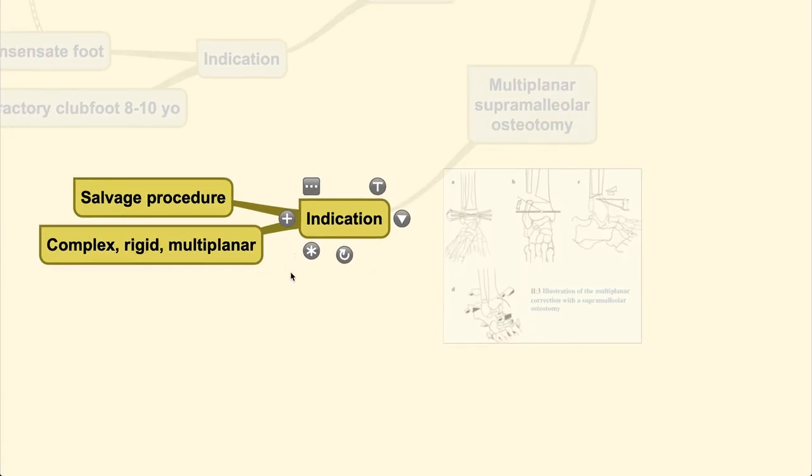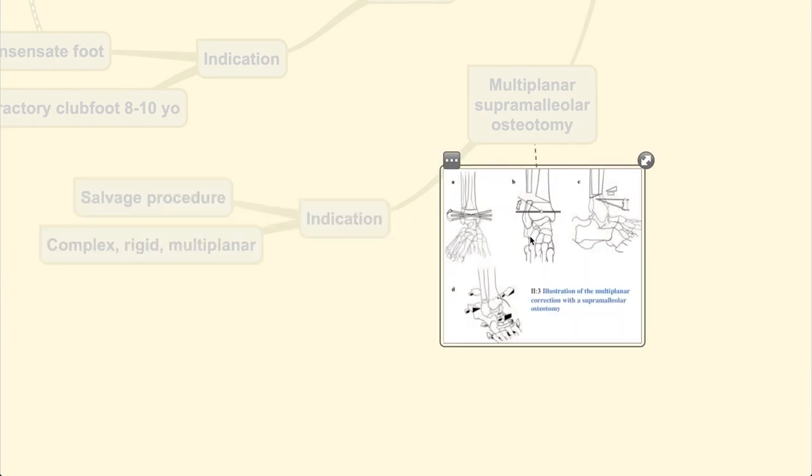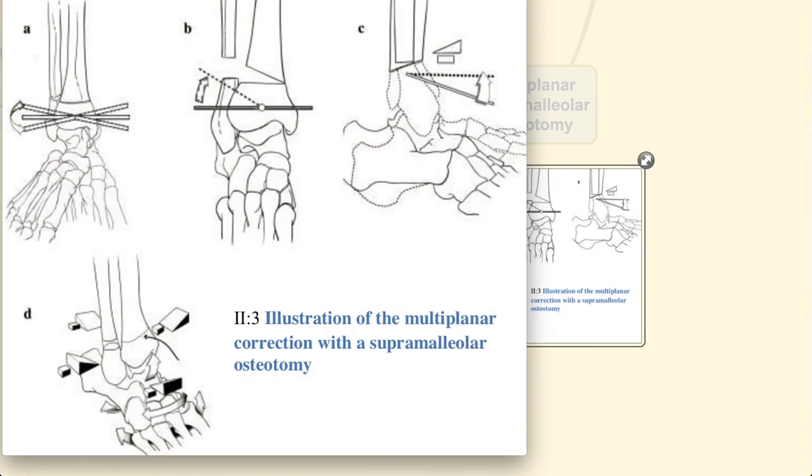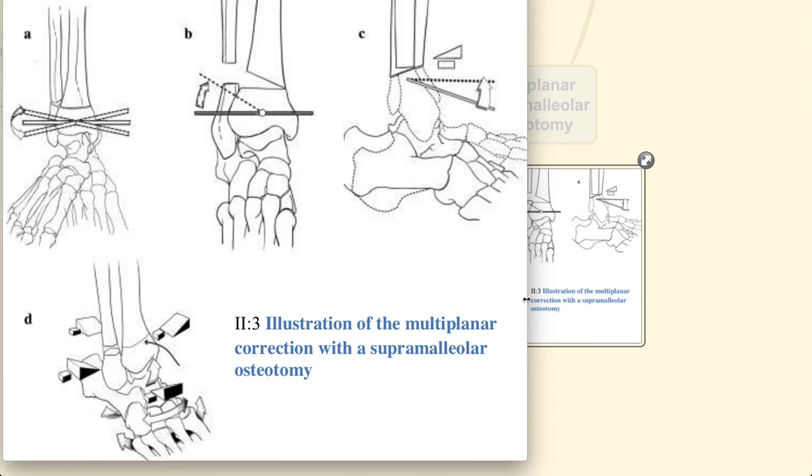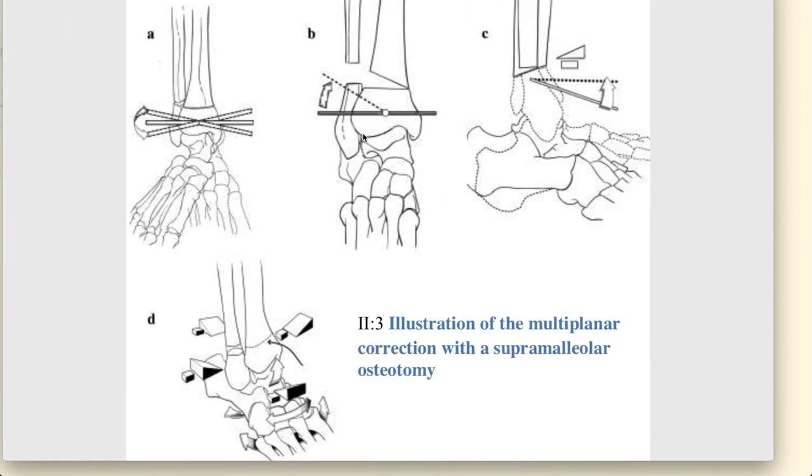These are considered as a salvage procedure, and it is done in complex cases that are rigid, and it allows multiplanar correction of the whole clubfoot by removing different wedges of bone from different areas of the bone.